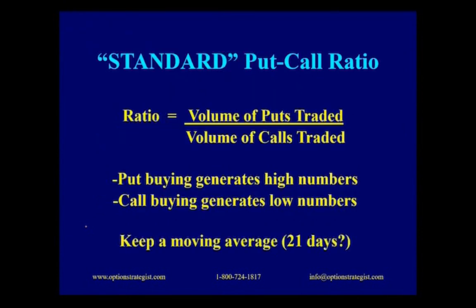To calculate the standard put call ratio is very simple. Let's say it's IBM. At the end of the day, we sum up the volume on all the puts traded in IBM. Separately, we sum up the volume on all the calls and divide the two, and it's the put-call ratio. Since puts are in the numerator of that fraction, heavy put buying, which would typically take place in a down market, sends the ratio higher.